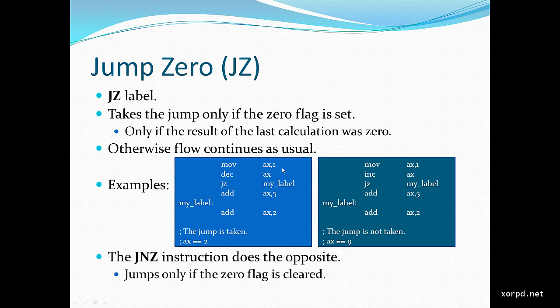In the left example, we can see that we have some instructions and also the jump 0 instruction among them. Let's try to understand the example. First we move the value 1 inside AX. I remind you that AX is of size 16 bits. Then we decrease AX. Now we have the jump 0 instruction to my label. We can see that my label exists in this code and it is here.